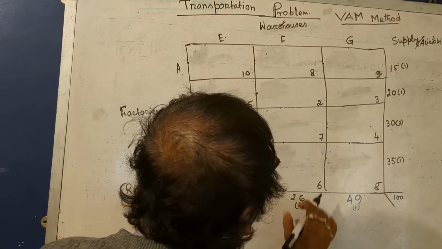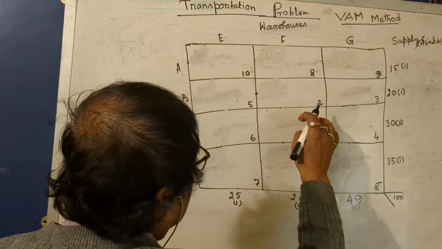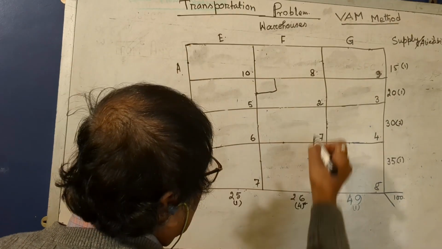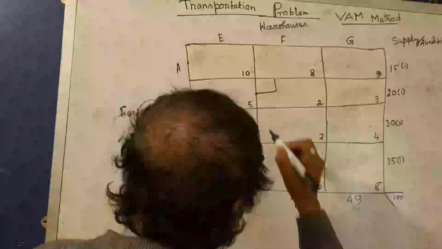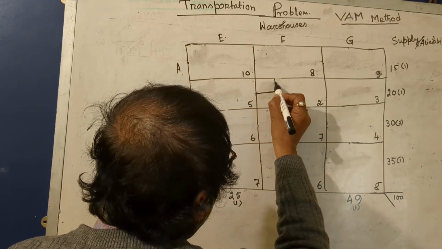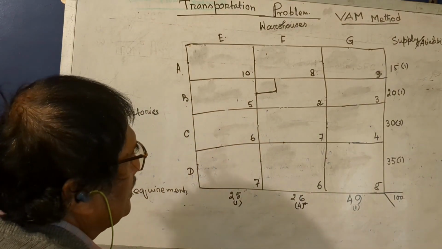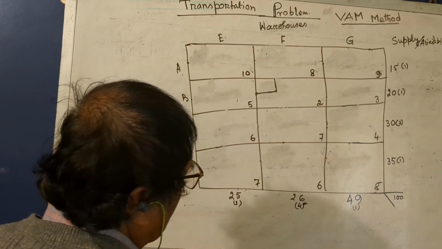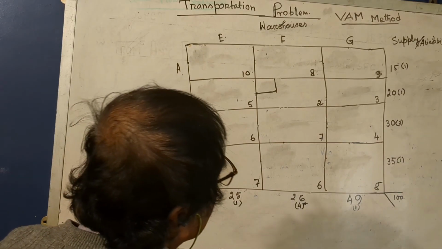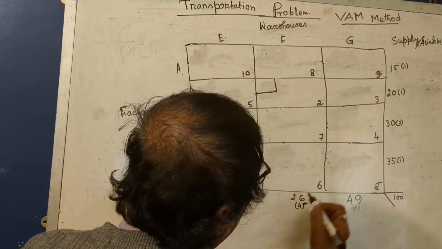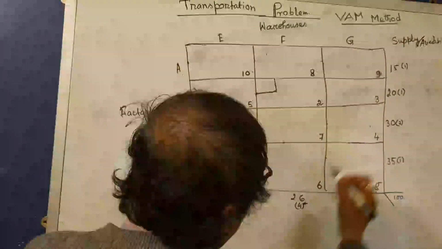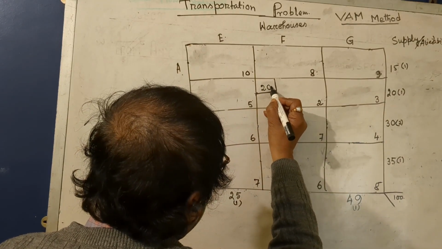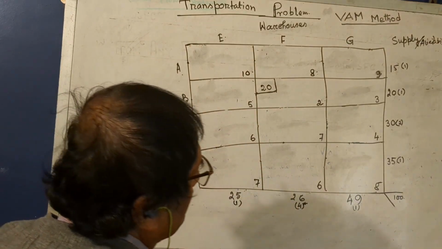How will we allocate? Find the lowest cost element. In this column the lowest cost is 2, so the allocation will be made here. The allocation rule is the same as I discussed in my previous videos on the northwest corner rule and matrix minima method. That means out of 20 and 26, the lowest one will be taken here. Why? I have already discussed that. You can see that video.